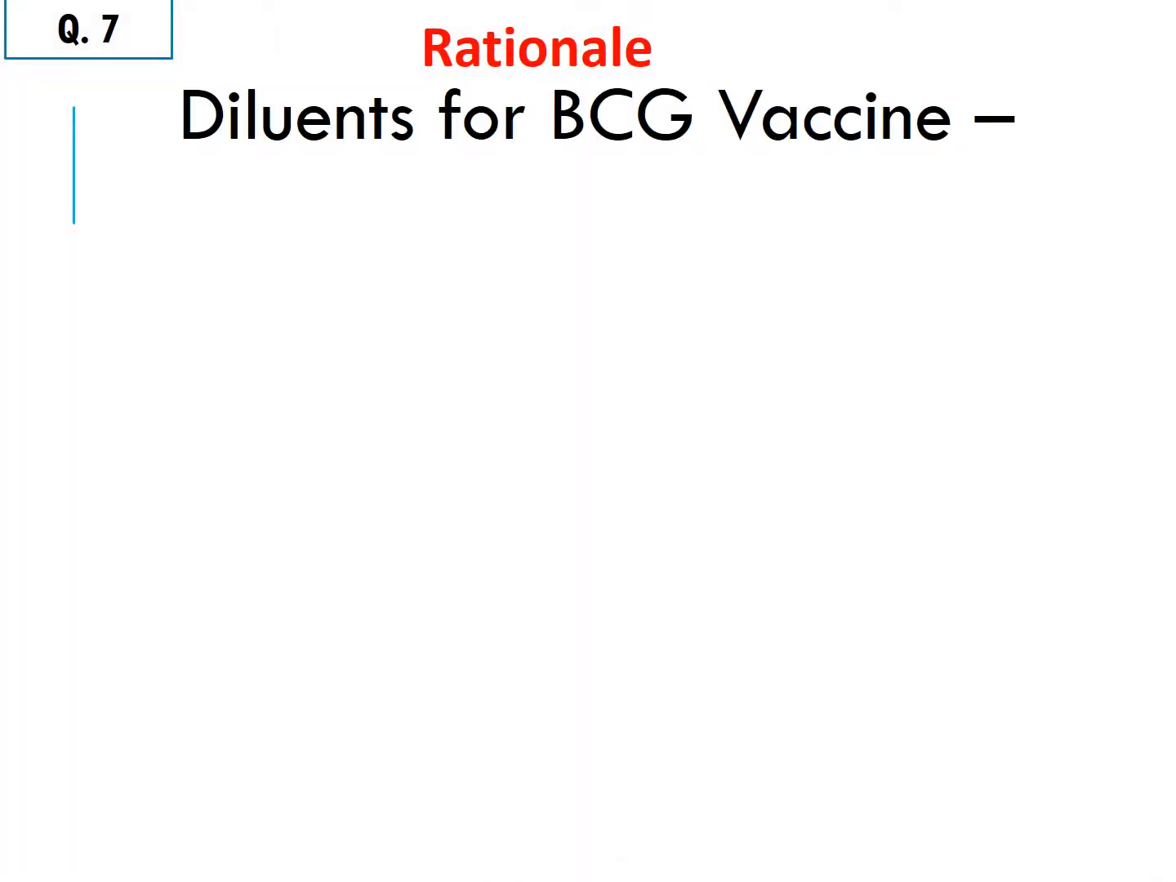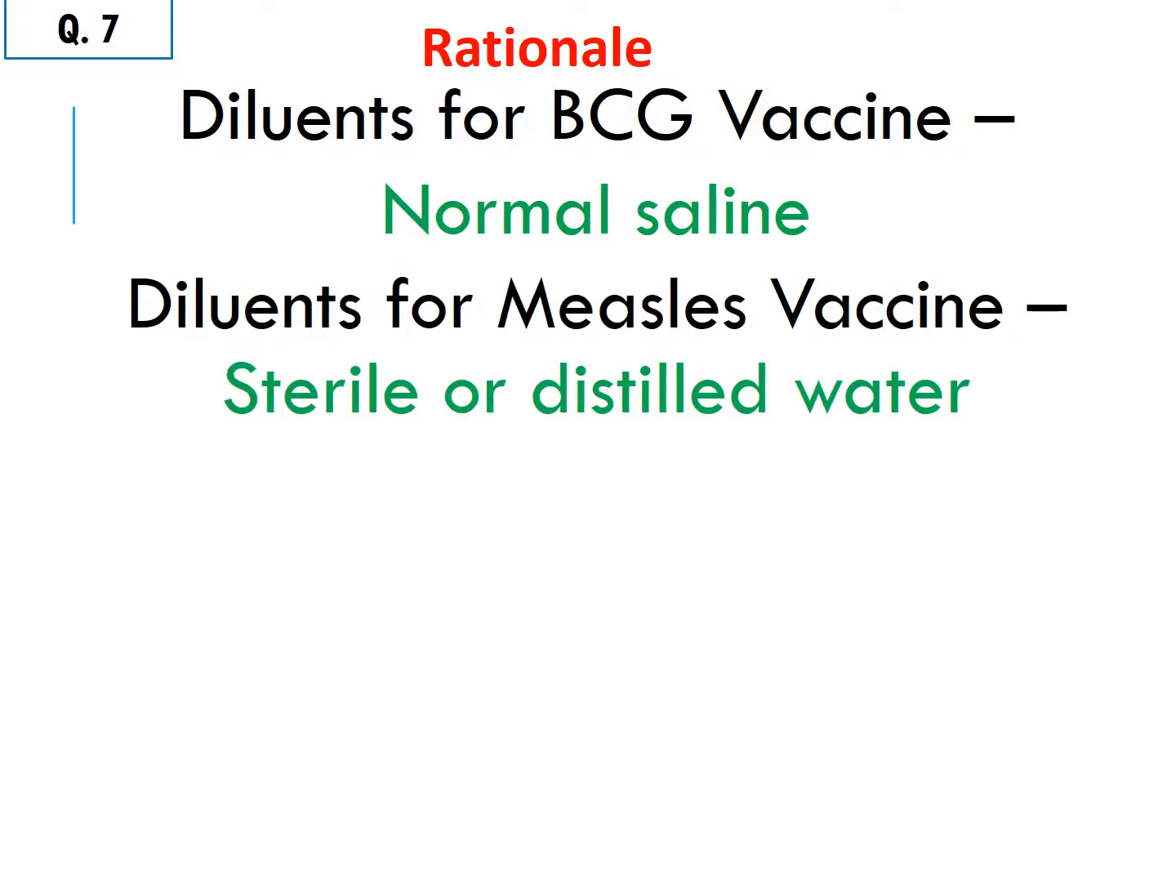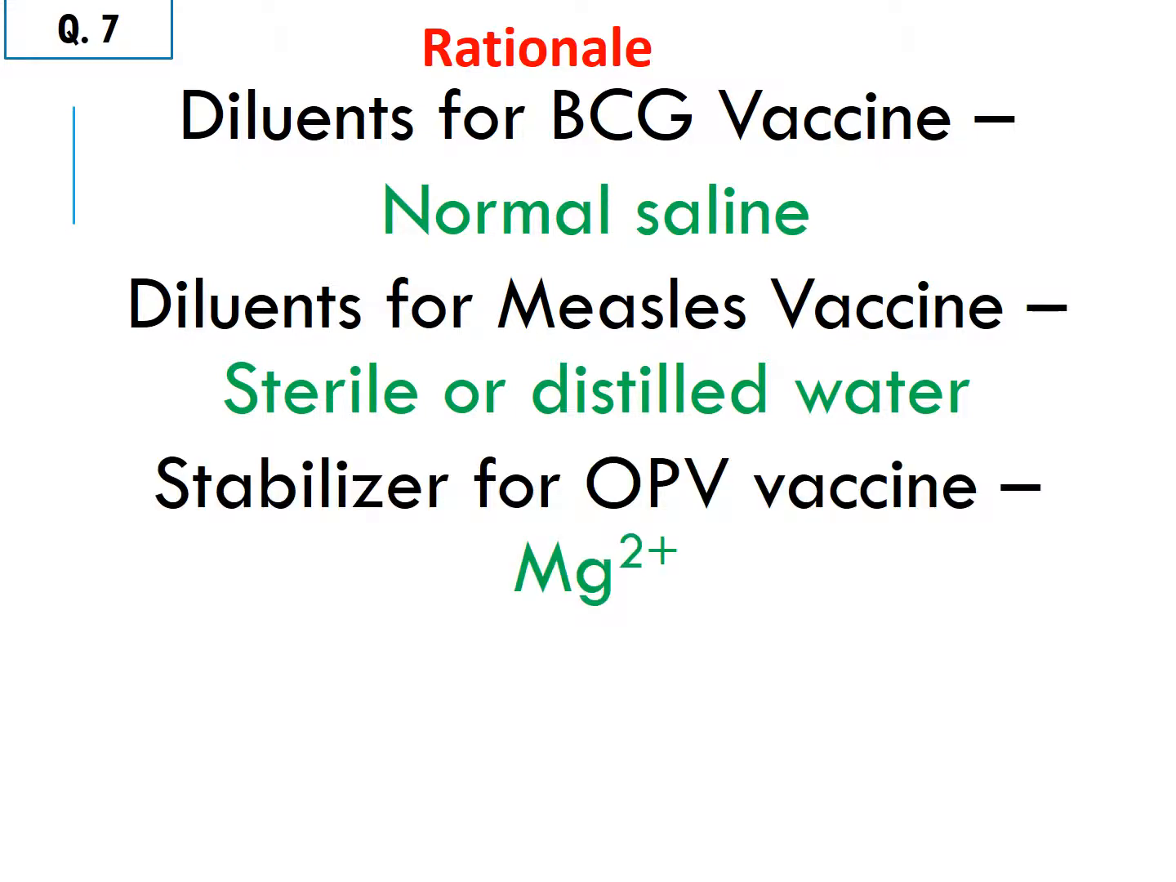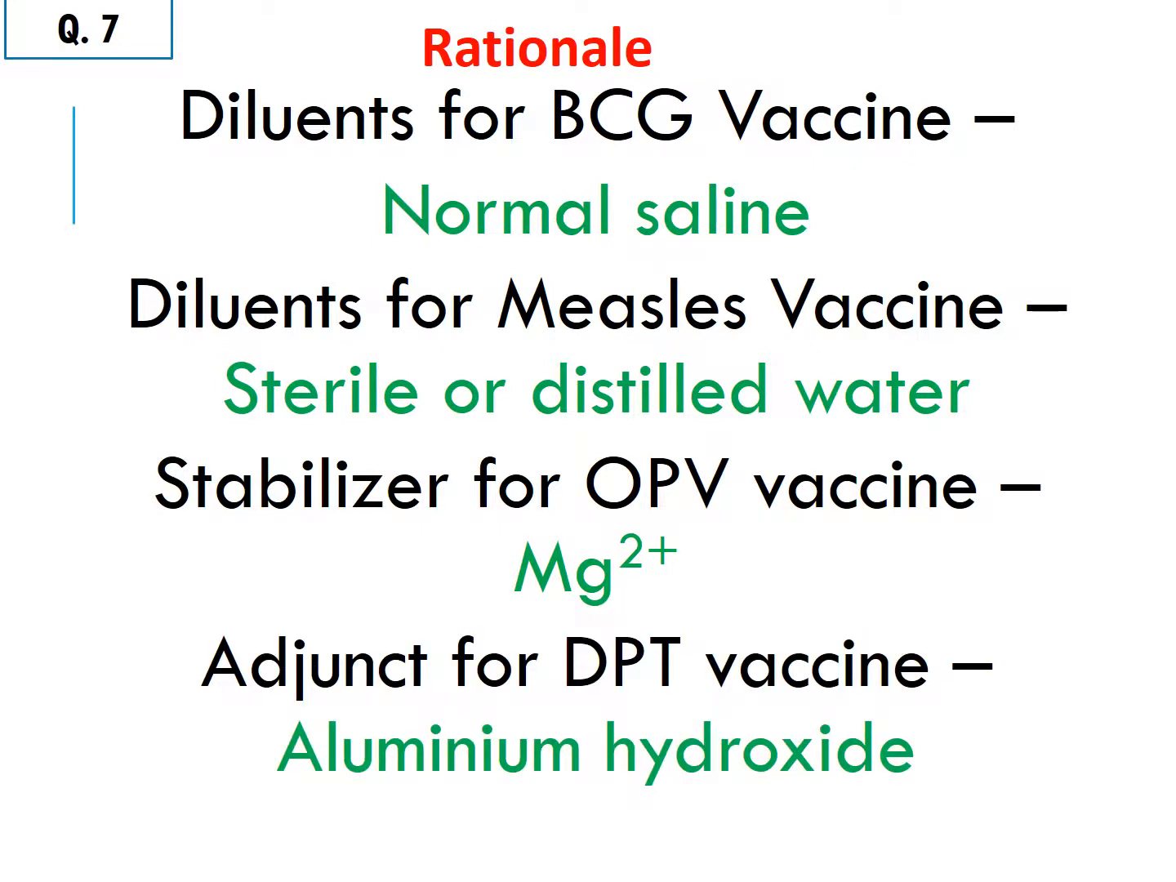For the rationale, diluent for BCG vaccine is normal saline, but the diluent for measles vaccine is sterile or distilled water. Stabilizer for OPV vaccine, oral polio vaccine, is magnesium, and the adjuvant for DPT vaccine is aluminum hydroxide. The question was diluent for measles vaccine, and the answer is sterile or distilled water.